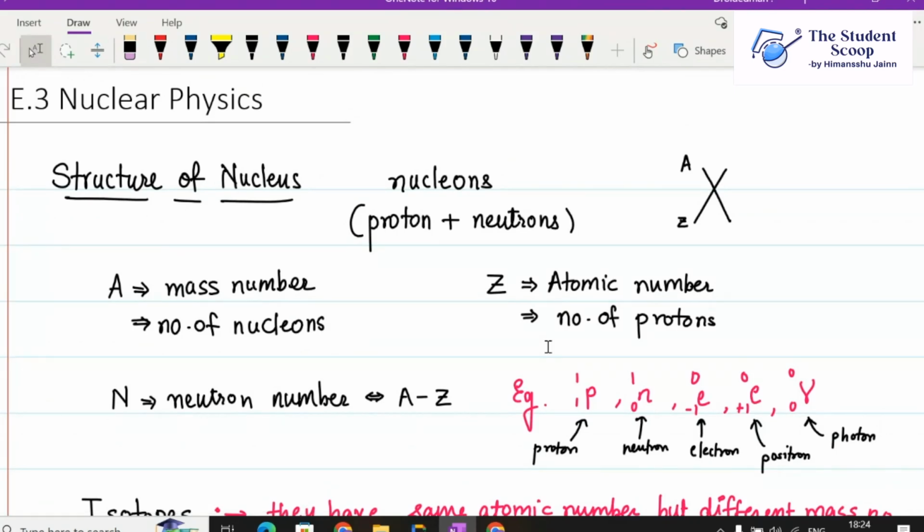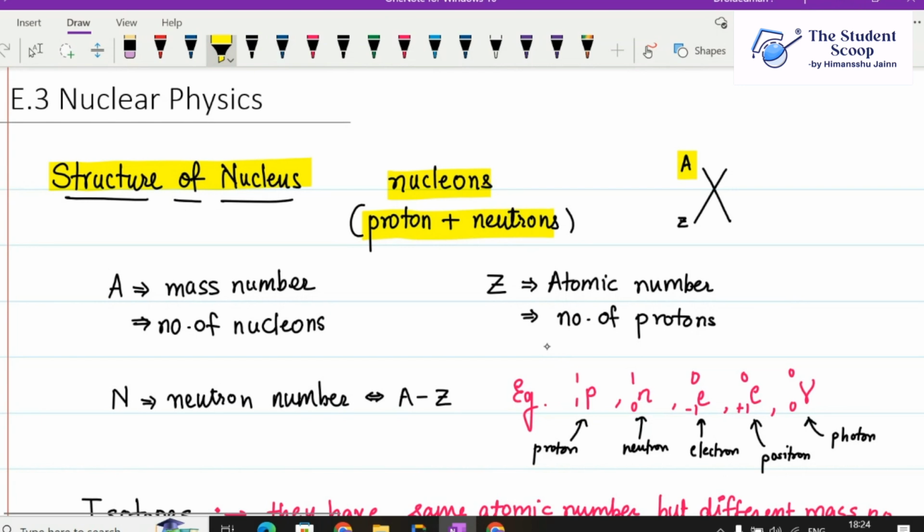E3 mainly talks about nuclear physics. We are going to discuss the basics of nuclear physics. So we will start with the structure of the nucleus. In the structure of the nucleus, we first know that the nucleons are basically protons and neutrons, and the nucleus is formed with protons and neutrons.